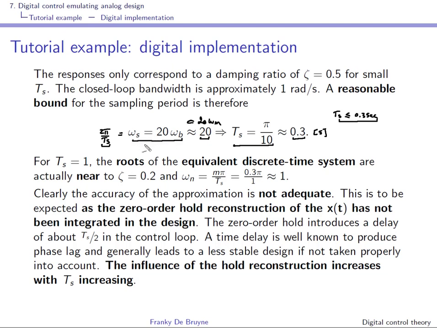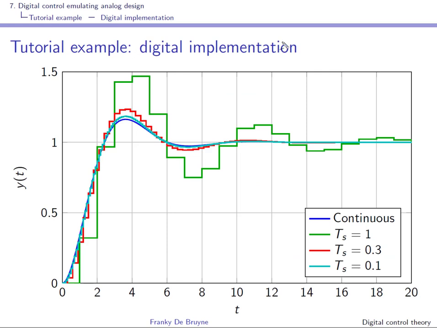Let's check this. The rule that we had obtained, or the reasonable bound, is this one. You can see clearly that you should choose TS a lot smaller than 0.3 seconds, because if you choose 0.3 seconds, you can see over here that there is already a large influence on the overshoot. But you can clearly see that if you choose TS larger than 0.3 seconds, for instance TS equal to 1 second, then the effects become dramatic.